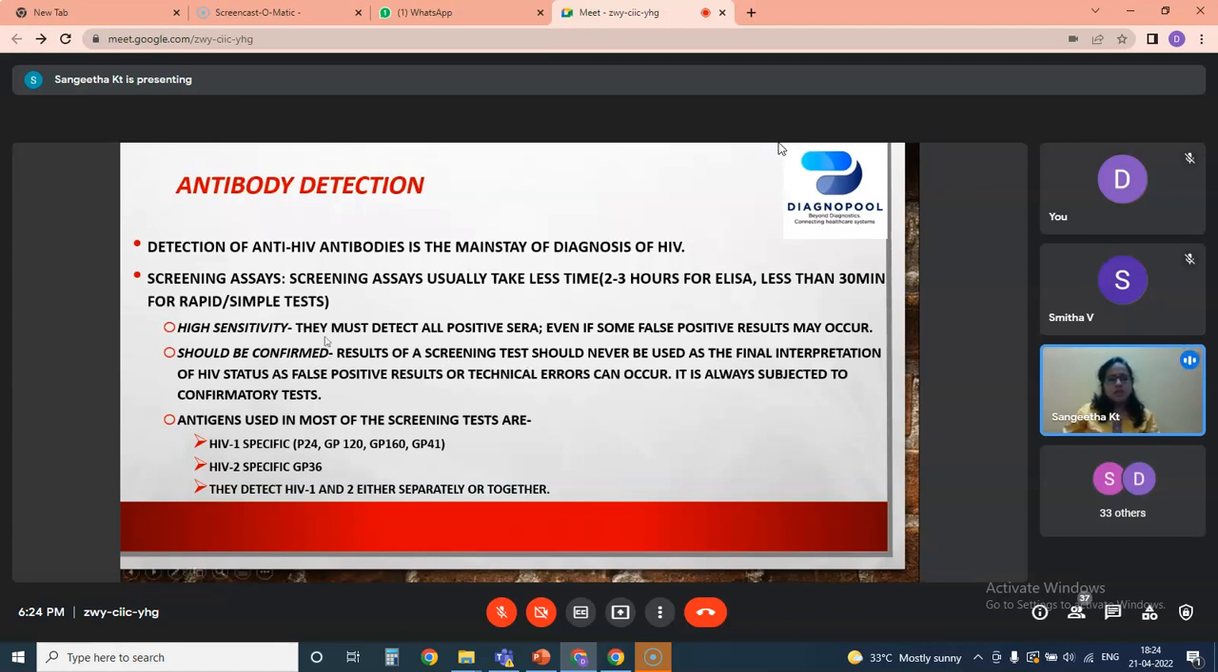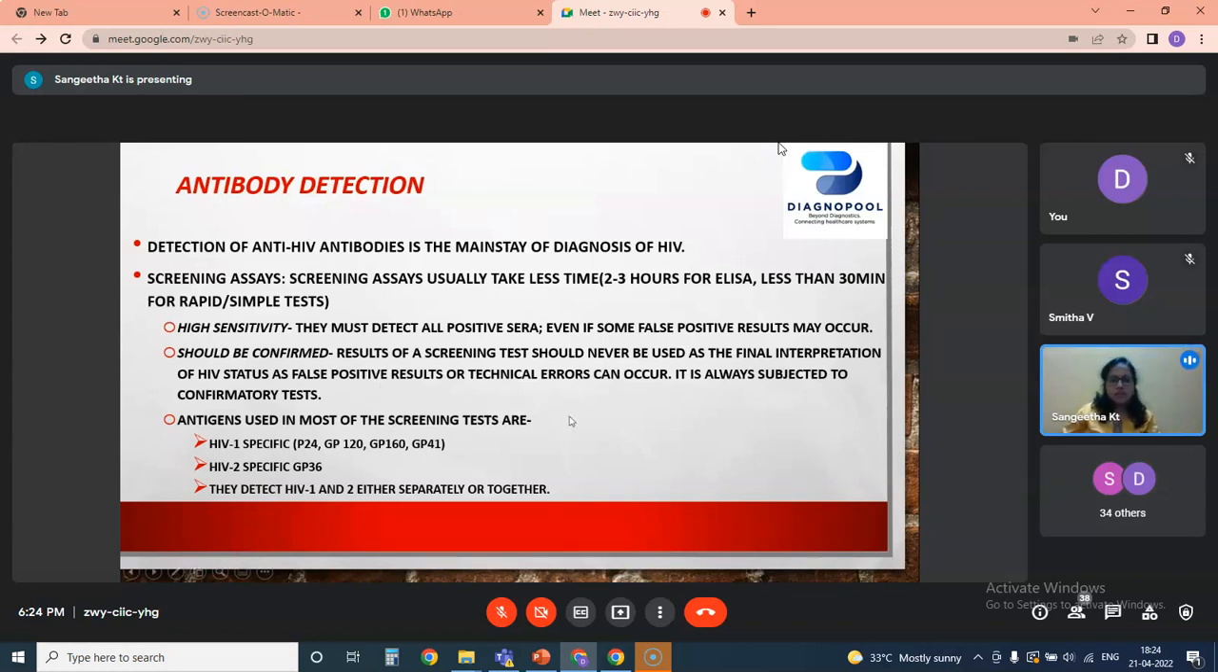When you come to sensitivity, it should be able to identify all the true positives. That means it should not miss any true positive case. So even if some false positive reactions may occur, they should be confirmed. The results of a screening test should never be used as a final interpretation of the HIV status, as false positive results or even technical errors can occur. So it should always be subjected to a confirmatory test.